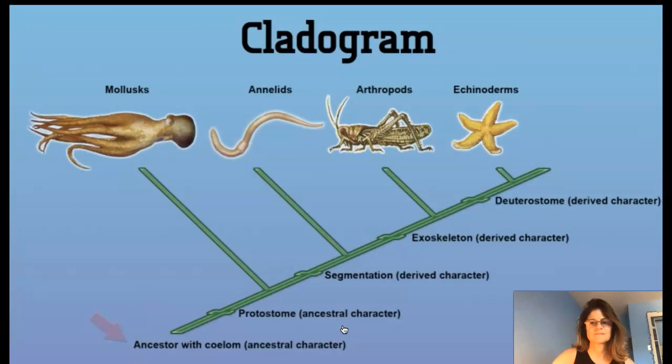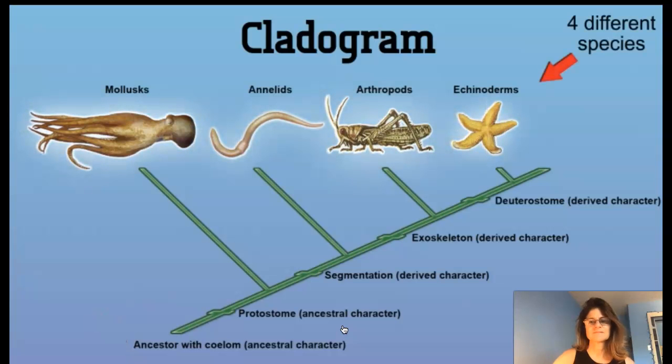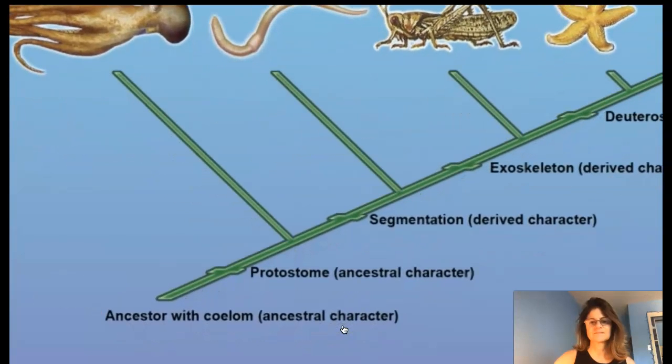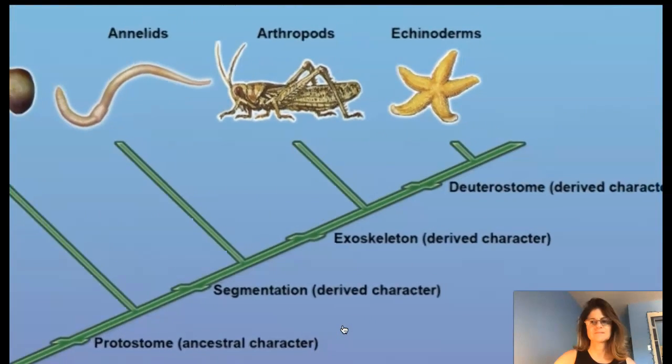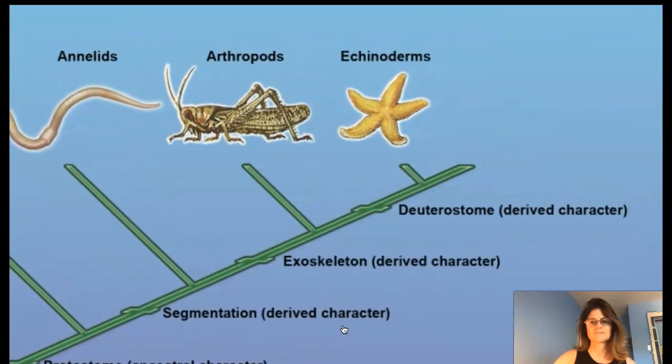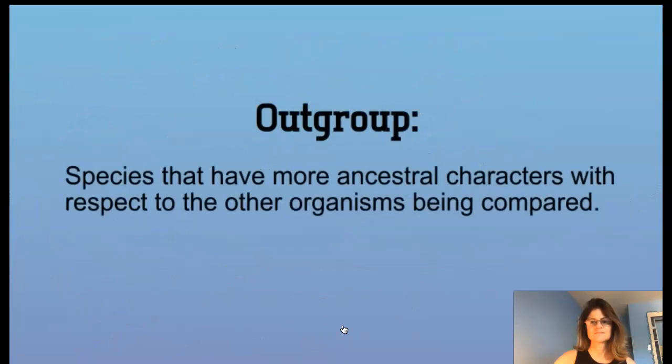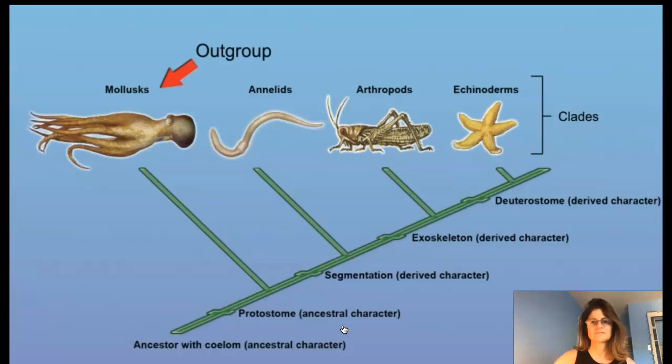The cladogram in our example shows how 4 very different species could develop from a common ancestor. The common ancestor would be at the bottom of the diagram. The cladogram is constructed by sequencing the order in which the derived characters evolved with respect to the outgroup. The outgroup is the species that has more ancestral characters with respect to the other organisms being compared. In this example, mollusks are the outgroup. The closeness of the clades in the diagram indicate the number of characters shared.